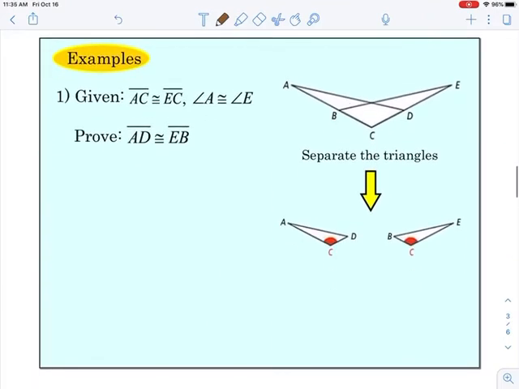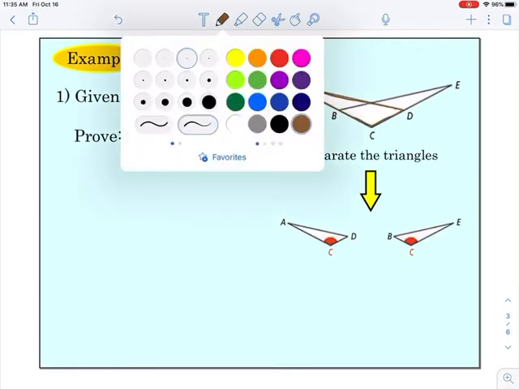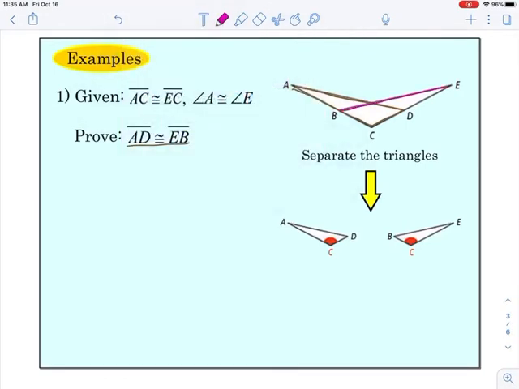Okay, so here we go with example number 1. We're given that AC equals EC and angle A equals angle E, and we want to prove that AD is congruent to EB. When I look at that picture, AD is going to be part of the triangle that I'm going to highlight in brown here, and EB, you can see, is a side of that pink triangle there. You can highlight them in color, or if you follow my yellow arrow down, you can see that I separated the two triangles here. All I did was pull that brown triangle down to there, and the purple or pink triangle, whatever color you think it is, down to there.